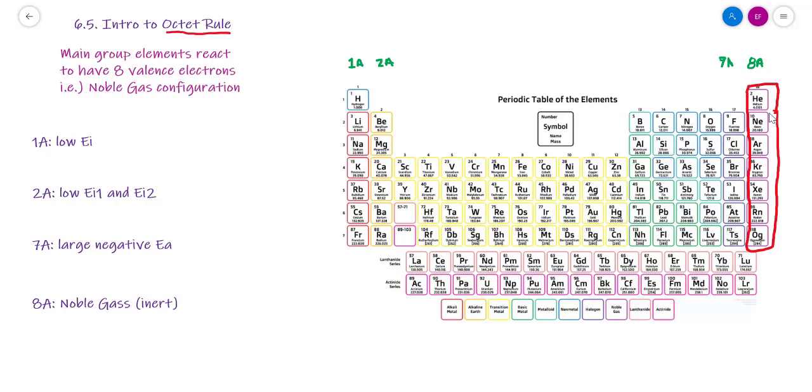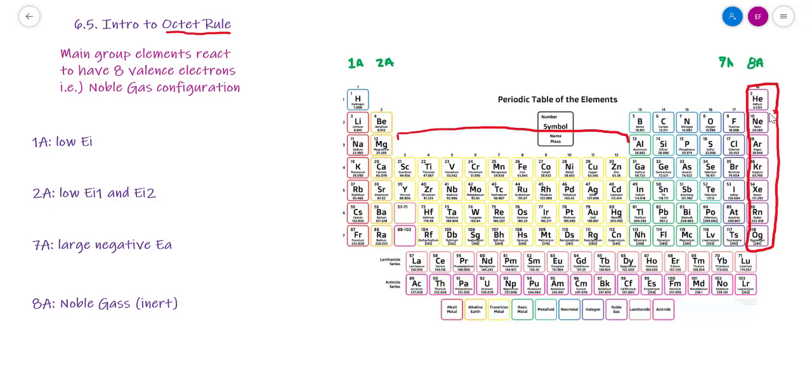We'll talk a lot more about it in the next chapter, but I just want to give you a quick intro. The octet rule really means that main group elements, and by main group we just mean not the transition metals, so not this big chunk here, those abide by their own wacky chemistry. But main group elements react to have 8 valence electrons.